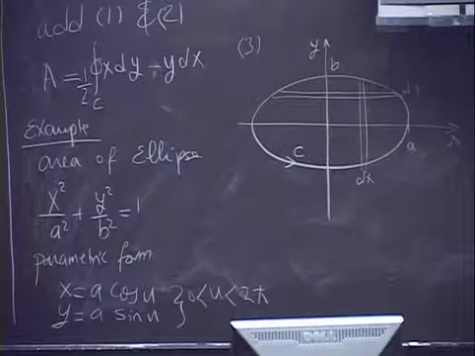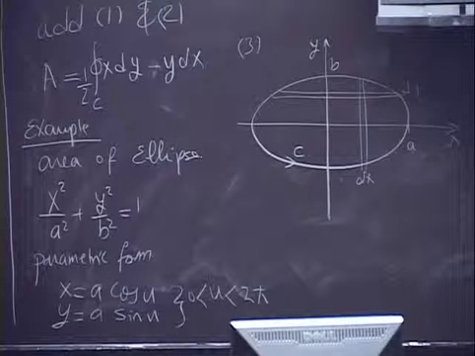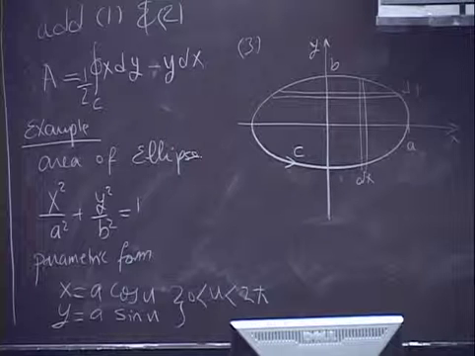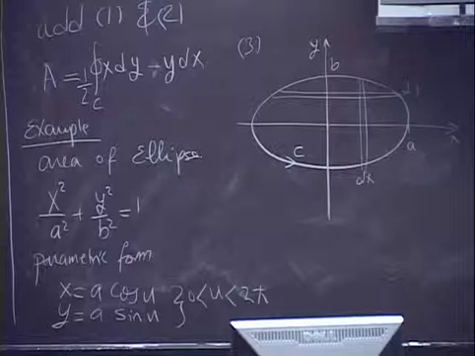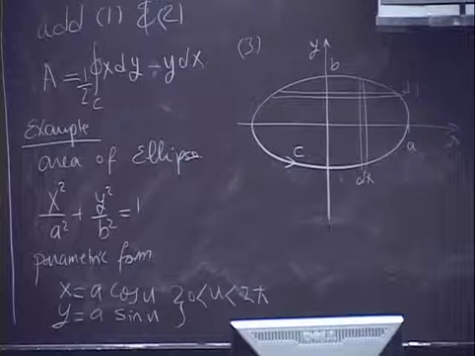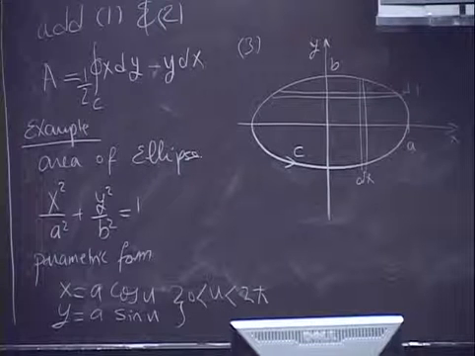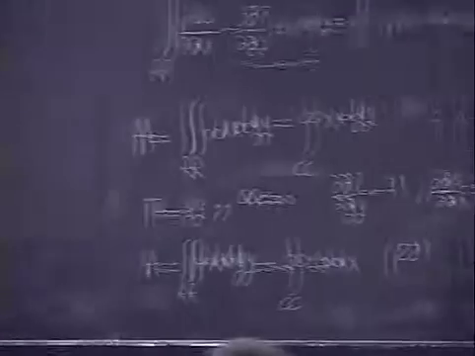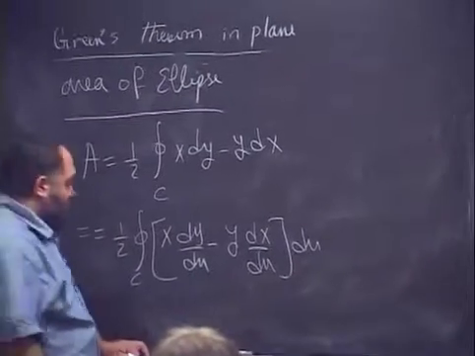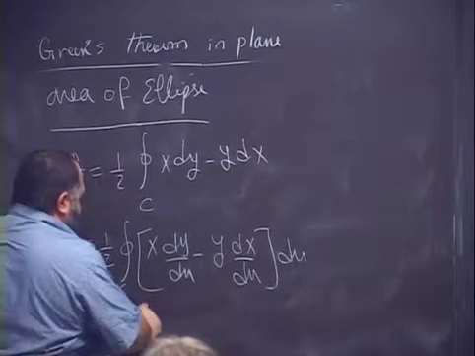x dy minus y dx. This is equal to 1/2 the integration over the closed contour of x dy. I can make this x dy/du minus y dx/du. Did I make any difference? Does it make any difference? No. Okay.